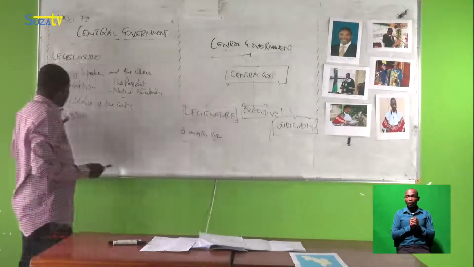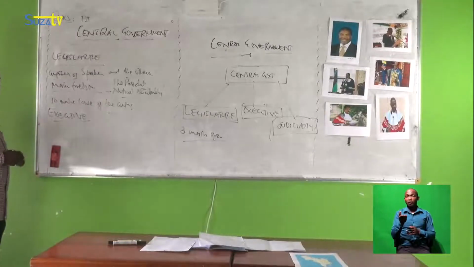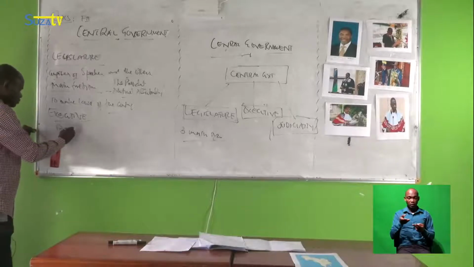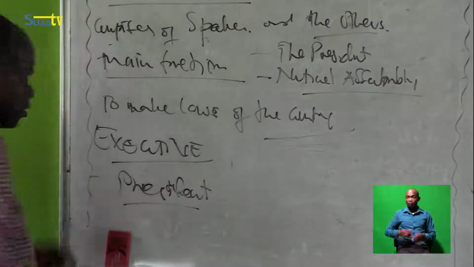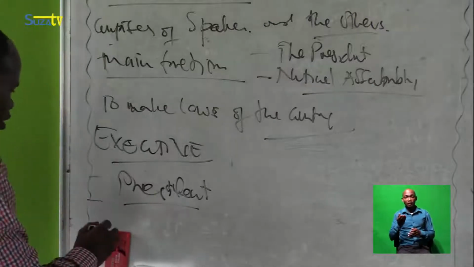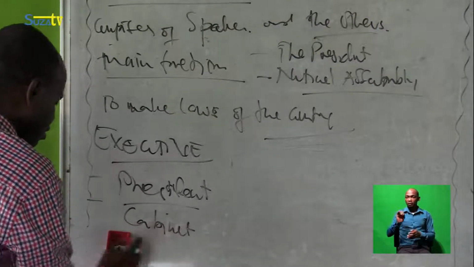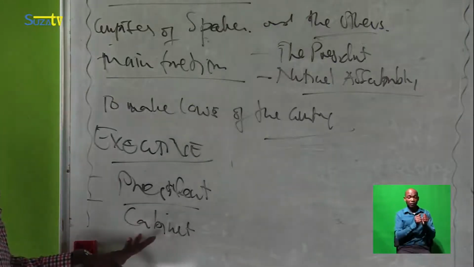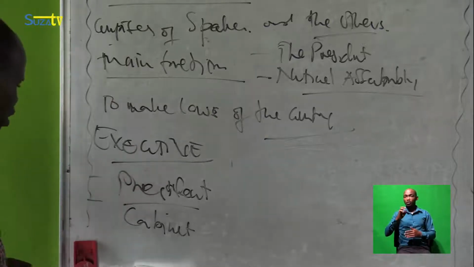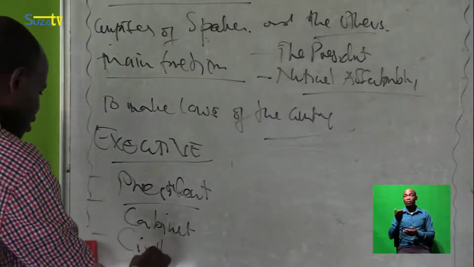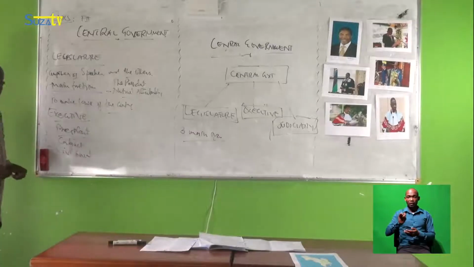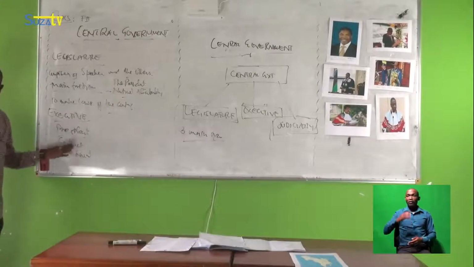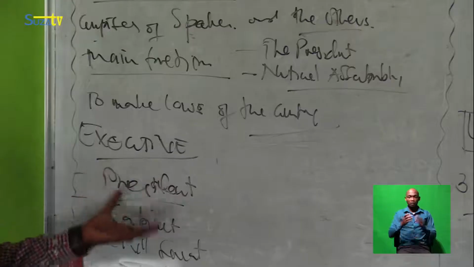So, as I'm telling you, the second organ of government is the executive. The executive comprises the president. Other things under the executive are the cabinet. Can you tell me the cabinet? The cabinet is another component under the executive. Another one is the civil servant. The president, the cabinet, and the civil servant can all be seen under the executive.